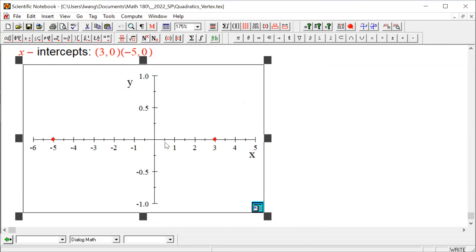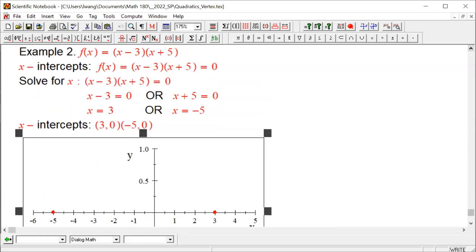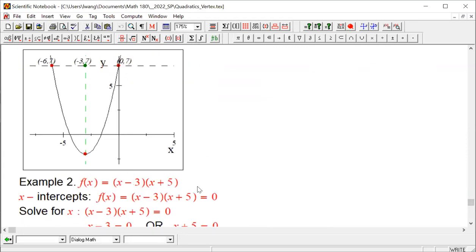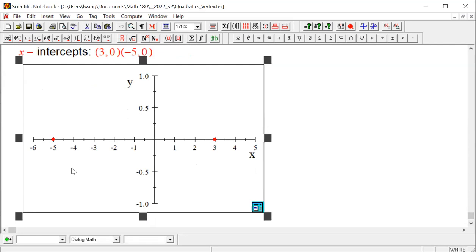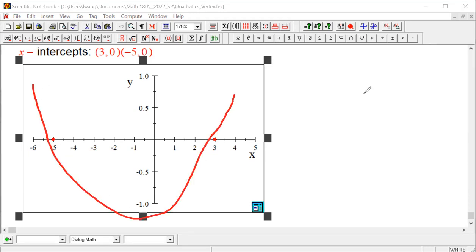This tells us the curve obviously opens up. If you FOIL, you're going to have an x squared, and the coefficient of x squared is 1, so it opens up. So the curve is going to go like this, passing these two x-intercepts. Of course, my drawing is pretty ugly, but you got the idea.